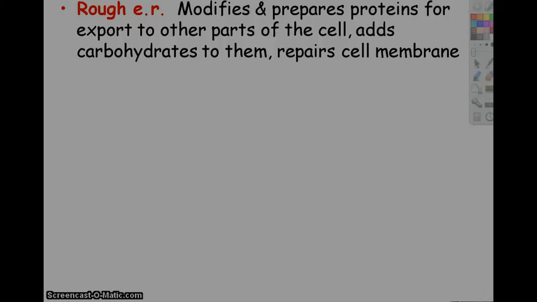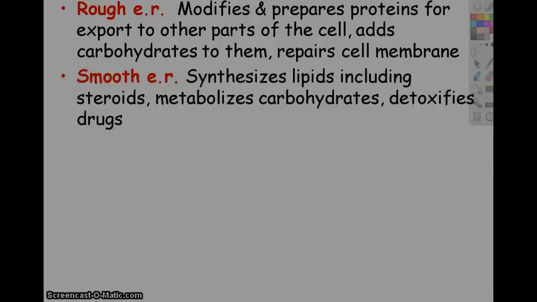And this is the last thing I'll put up, and we'll stop with this. Rough ER and smooth ER. Rough has the ribosomes around it. Its job is to modify proteins. The smooth ER does not have ribosomes around it. Its job is to make lipids. And another thing that the smooth ER does that's important is it's the one that does detoxification. Like when you take antibiotics, what breaks them down? The smooth ER. Alcohol, smooth ER. Aspirin, Tylenol, it's the smooth ER.